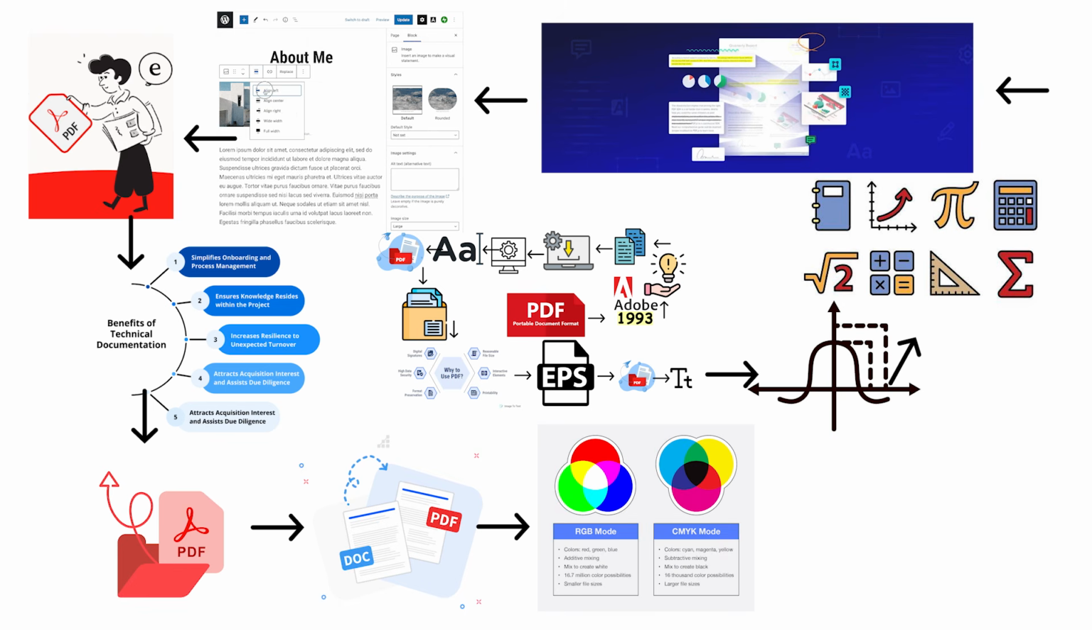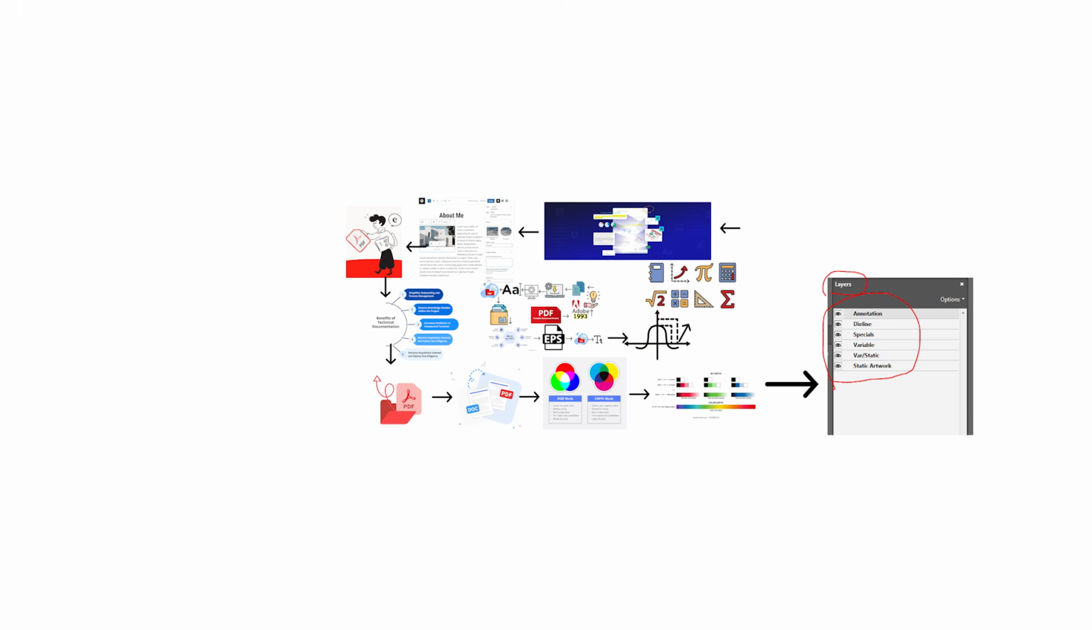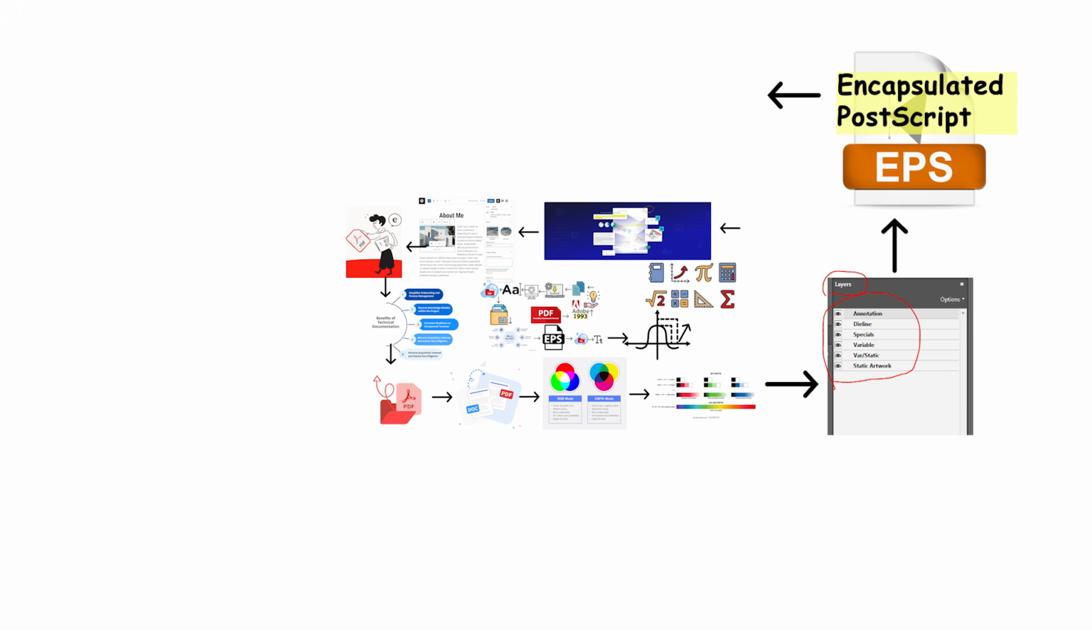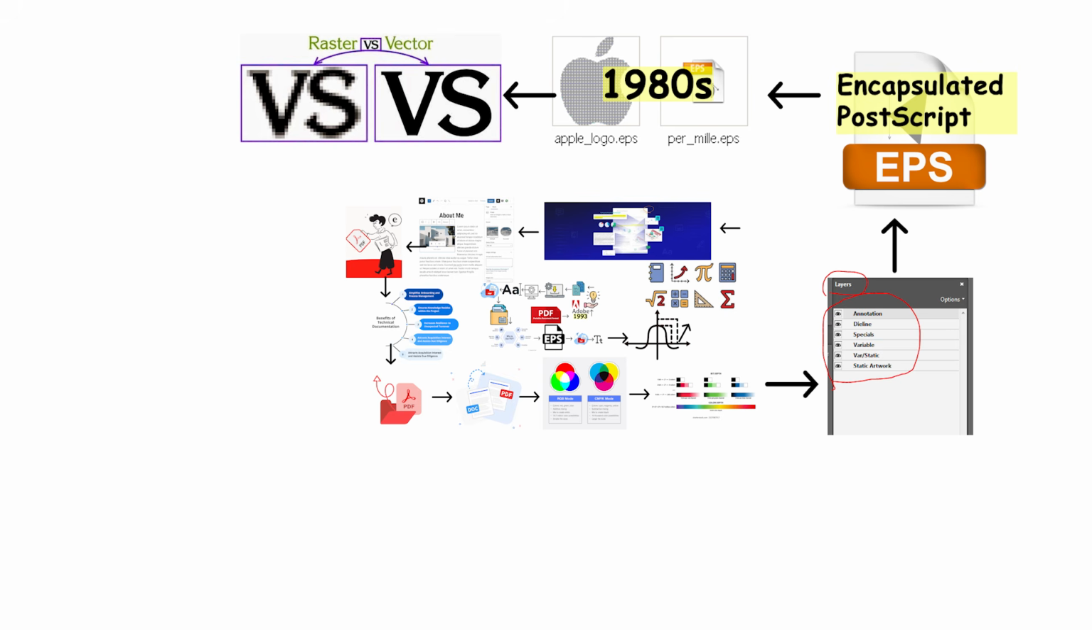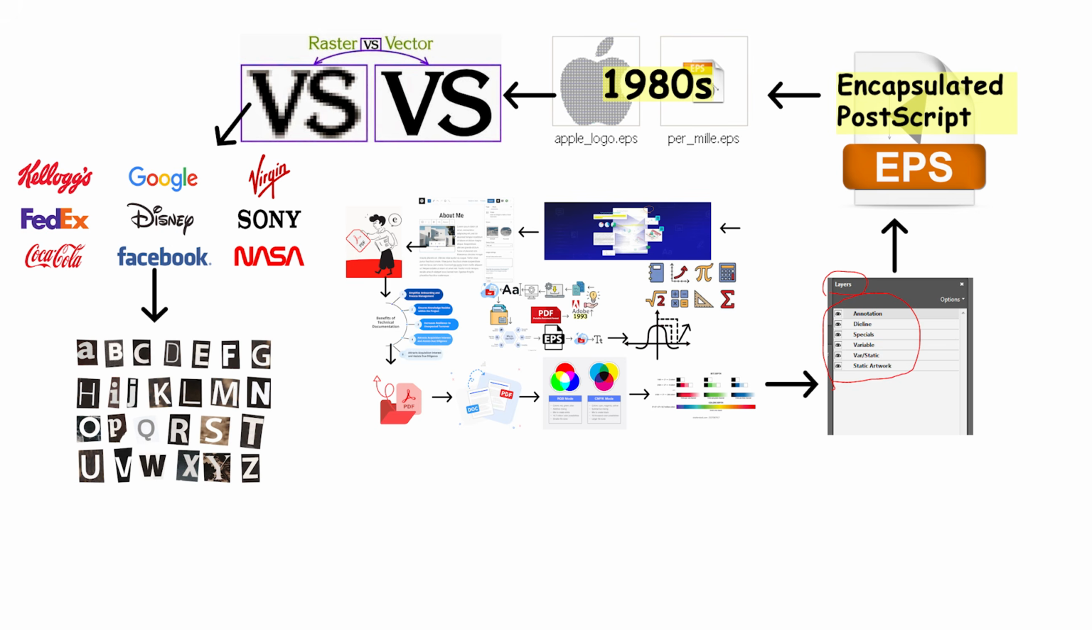PDF supports RGB and CMYK color spaces, multiple bit depths, and can even include transparency and layers depending on the PDF version. EPS stands for Encapsulated PostScript, and it's a veteran of the print publishing world dating back to the late 1980s. EPS is primarily vector-based, but can also embed raster images within the file, allowing you to mix resolution-independent logos and text with photographs or scanned elements.